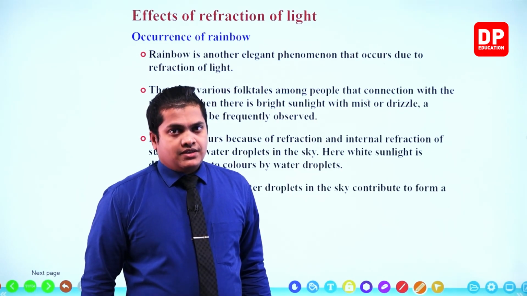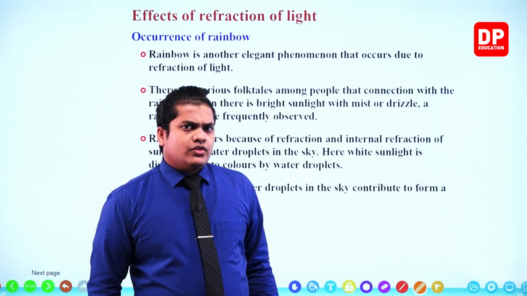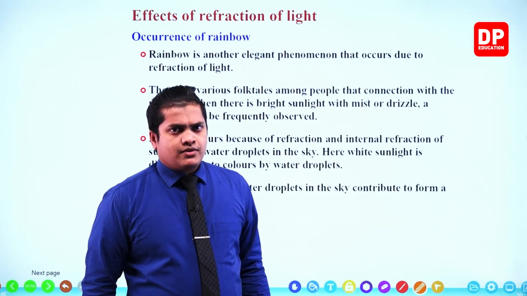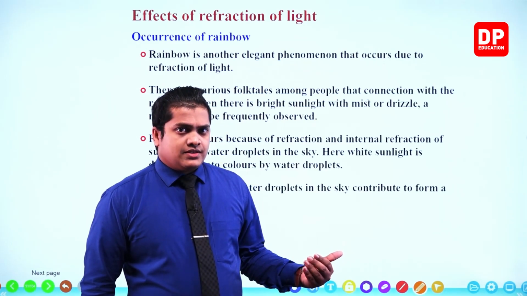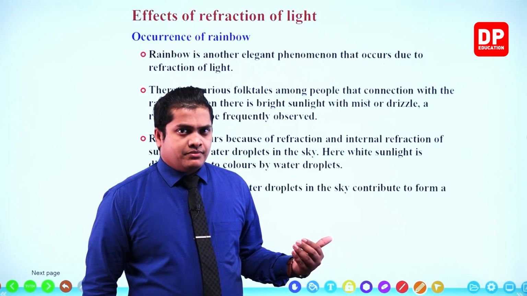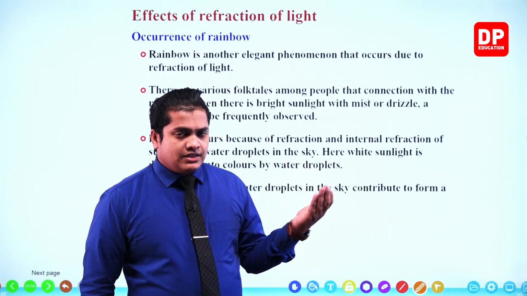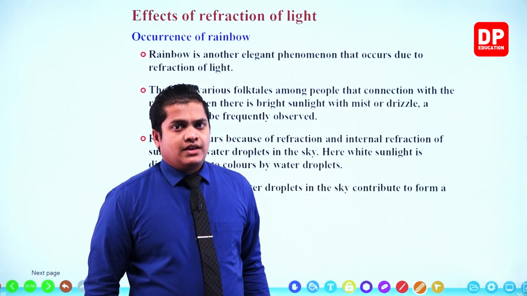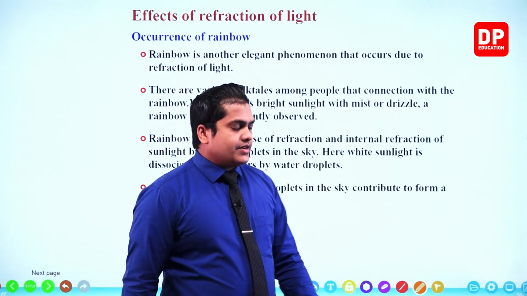So these are the effects of refraction, my dear children. Other than that, the occurrence of mirage is also going to happen because of the refraction of light. Okay. When a person is traveling in a hot environment, that person can observe a watery appearance near the horizon. So that appearance is mainly appearing because of the refraction of light. Okay, right.